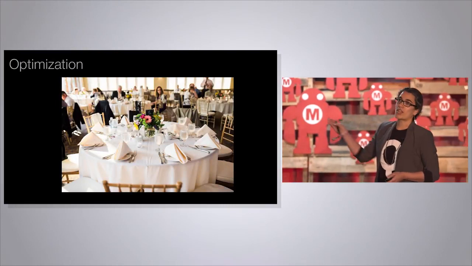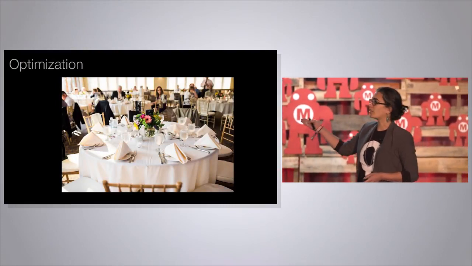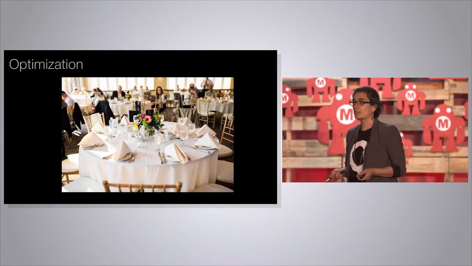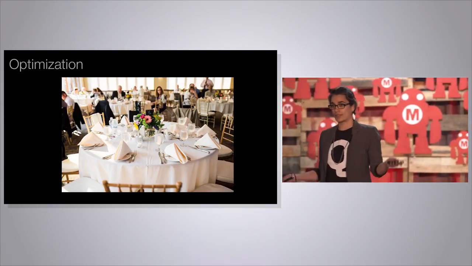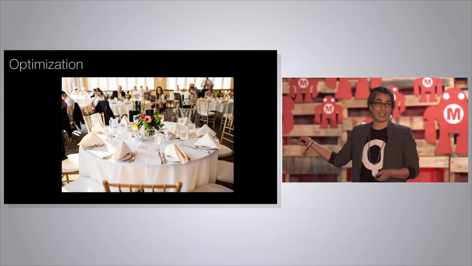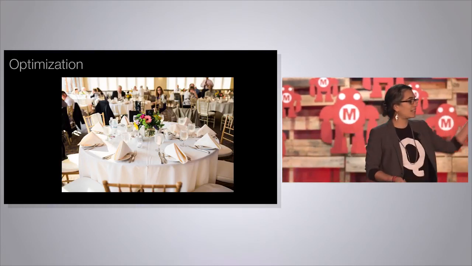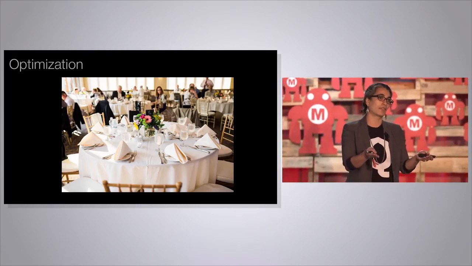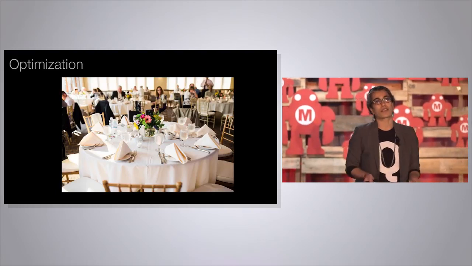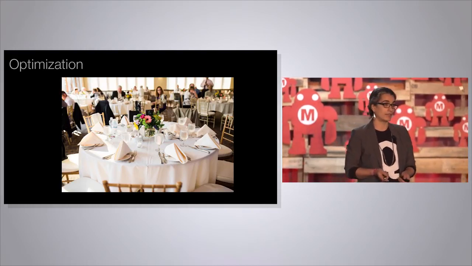So the first example is optimization, right? Optimization is, I want to find the best solution to a problem among many possible solutions. Right? So here's a picture of a table. This is the table at my wedding. It's one of many tables, but you can seat 10 people around a table. You have 10 people over for dinner. How many different ways are there to configure 10 people around a table?